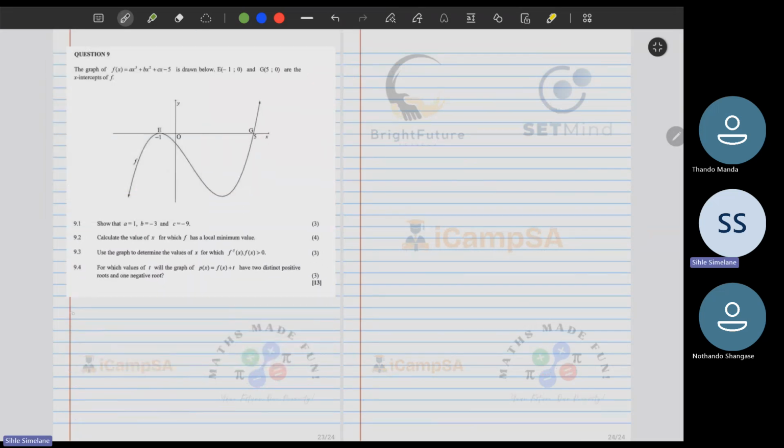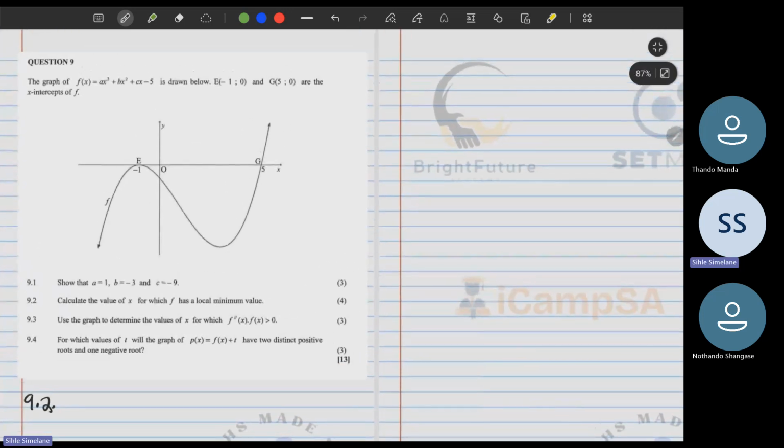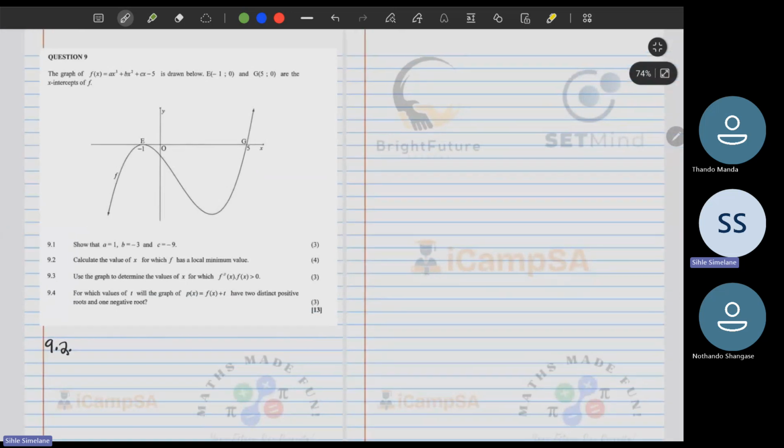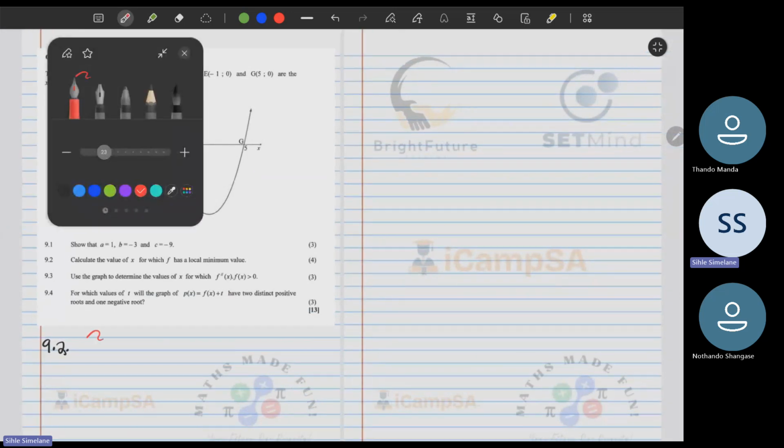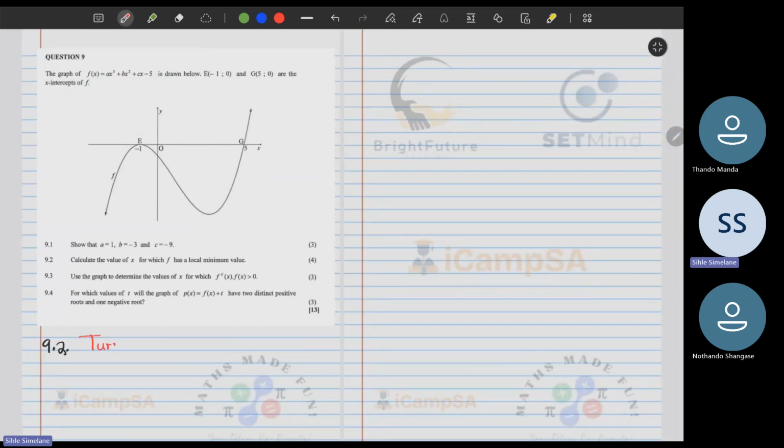So next we're looking at 9.2. For 9.2, we are told calculate the value of x for which f has a local minimum. So once they say local minimum and local maximum, we know they are talking about us deriving the function, getting the x, but they are saying calculate the x value. So we'll need to check where we have the minimum. Okay, so essentially here, you think about it carefully, all what they are talking about is the turning point.